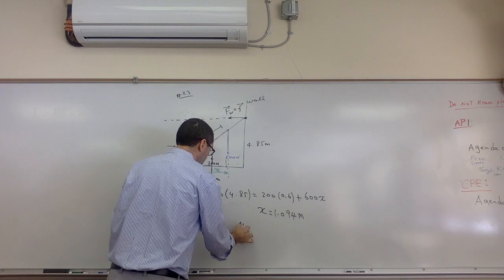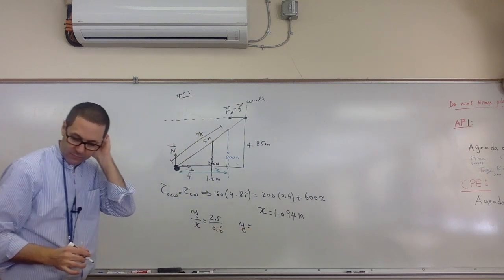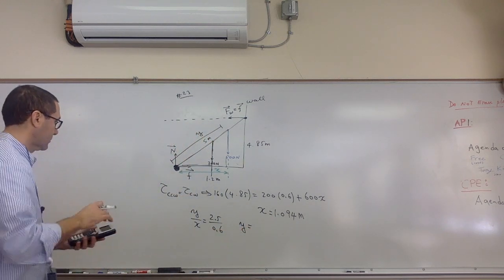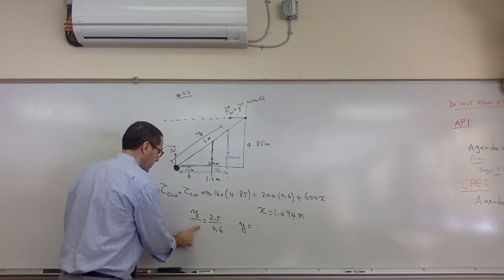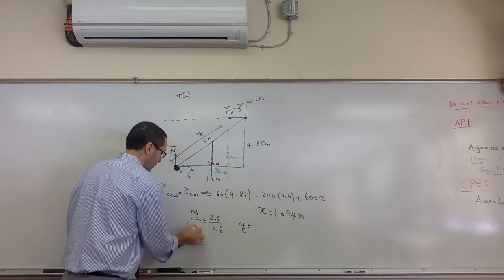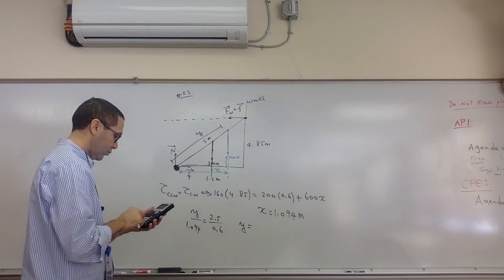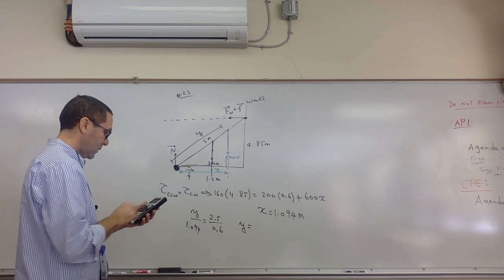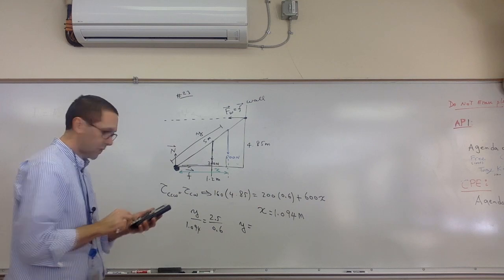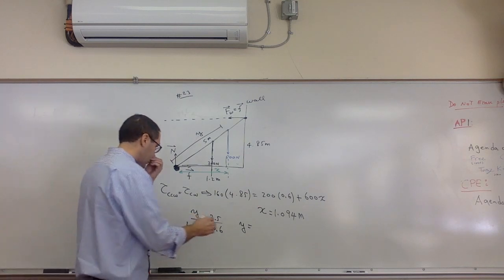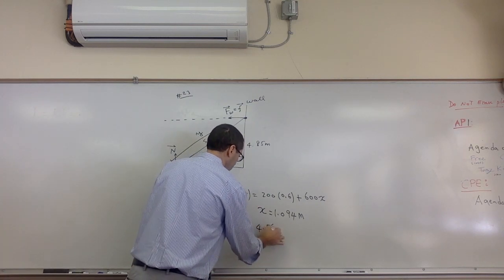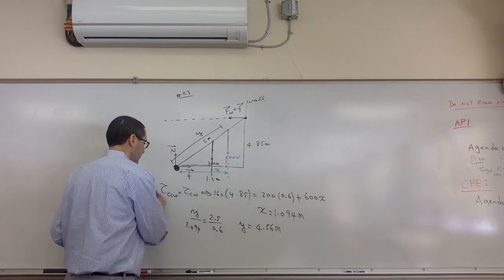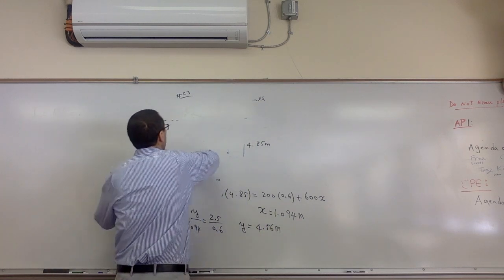And I think you should get a y equal to, let me see. We have this number, which is 1.094. So that's going to be 2.5 times 1.094 divided by 0.6. We should get 4.56 meters. All right.